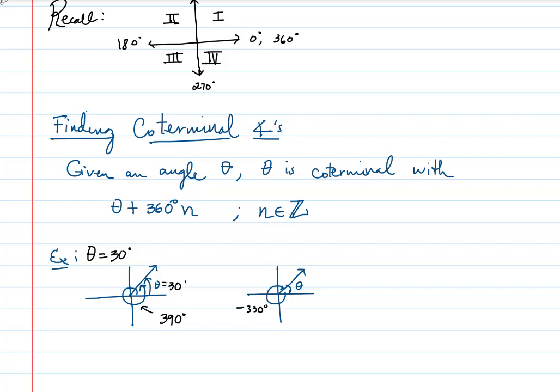And ultimately, again, you can come up with an infinite amount of coterminal angles. I mean, you could have your theta in there. You could just keep adding or subtracting 360 degrees, right? So those are coterminal angles.